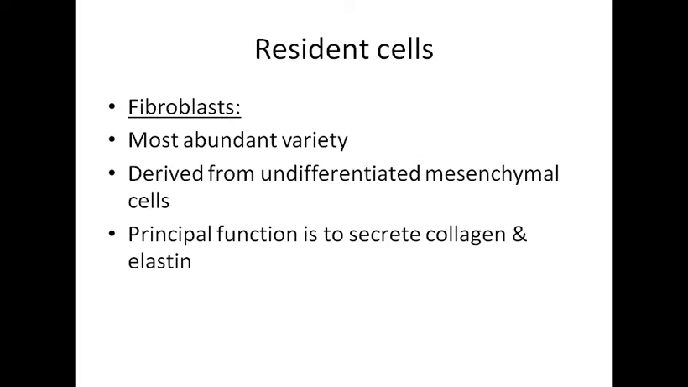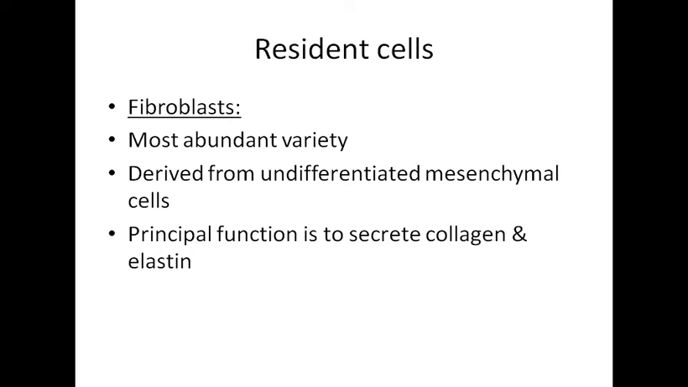So the function of stem cells is that these are the precursor cells, right? For fibroblasts, their principal function is to secrete collagen and elastin. Again, an important thing. For you guys, what you have to memorize is the main categories of cells, then which example falls into which category, and what is the function of each cell.